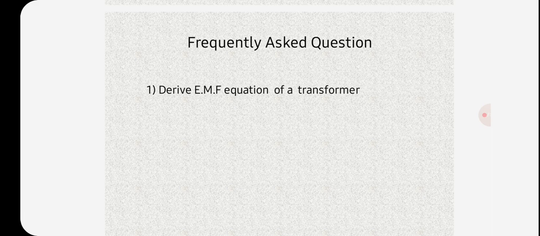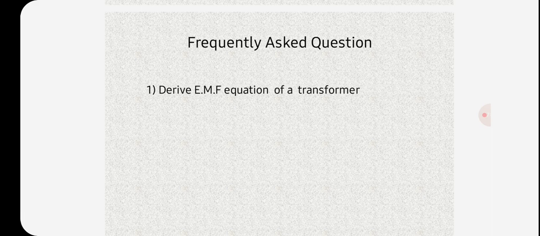So this is today's class on the EMF equation, current ratio and transformation ratio. And one thing to note: the turns ratio means N1 by N2, whereas the transformation ratio is N2 by N1. This is the difference between turns ratio and transformation ratio. Transformation ratio means N2 by N1. Turns ratio means N1 by N2.